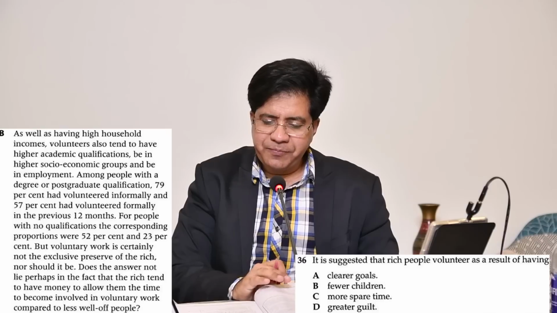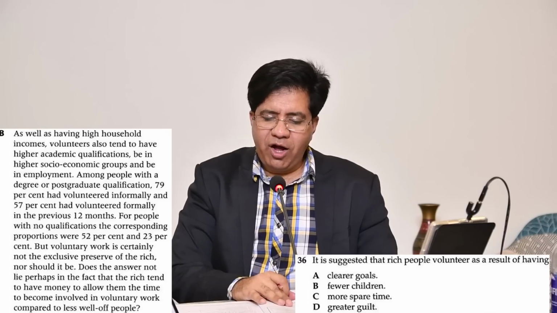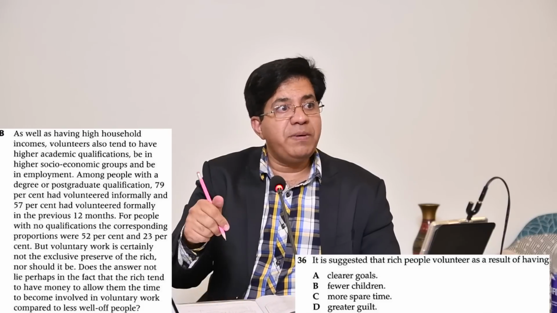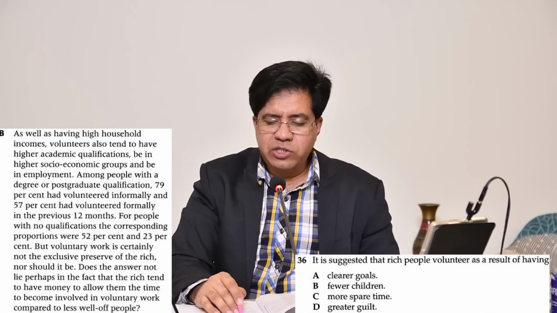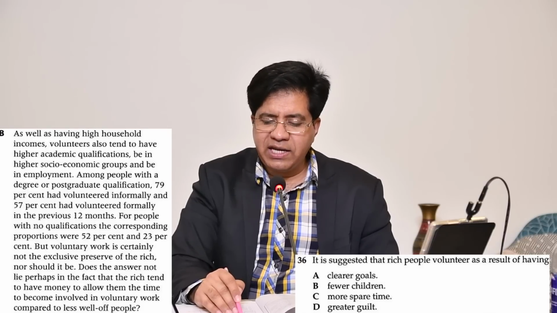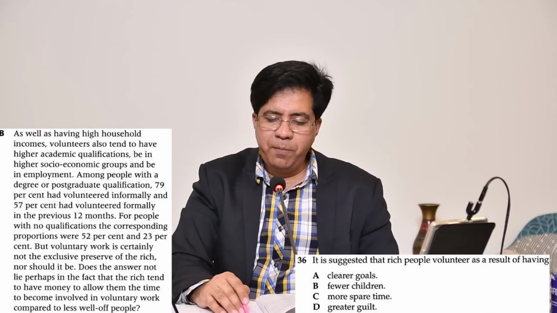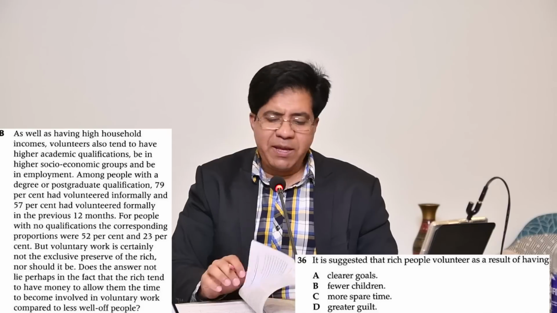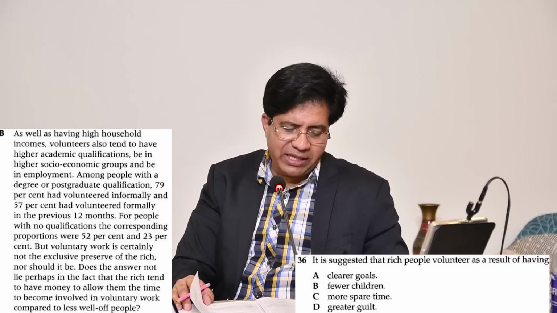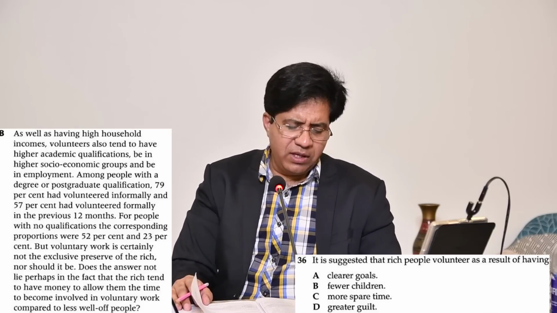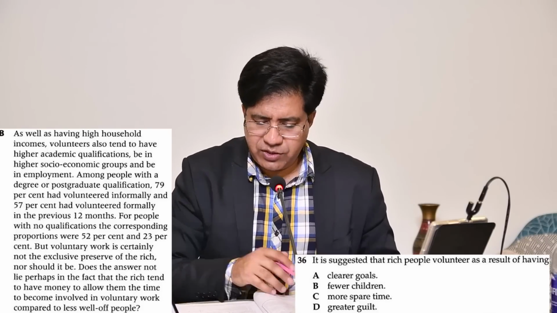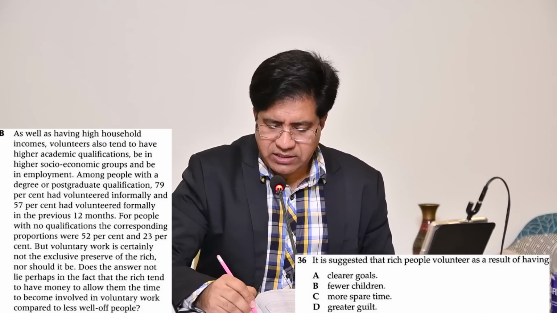Now let's see. Option C. Otherwise, if they would have written money, it could be that. They said clearer goals. No. Fewer children. No. Option D. Greater guilt. No. So more spare time. And what word came in place of spare time? Free time. Have money to allow them the time. They use the word only time. To become involved in voluntary work. All right. So 36 answer is C.